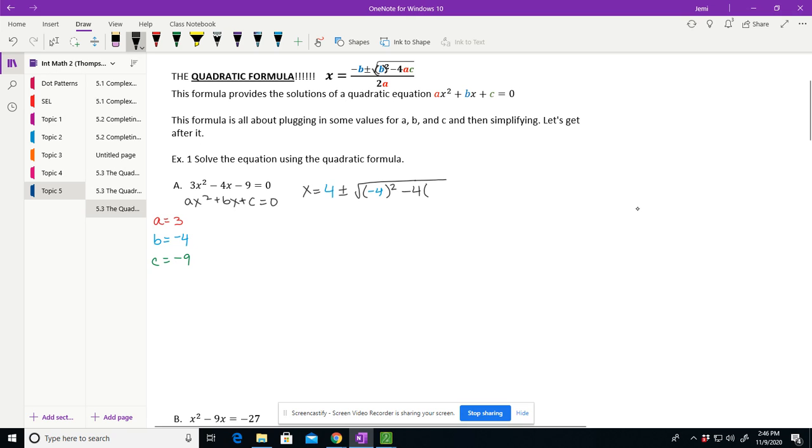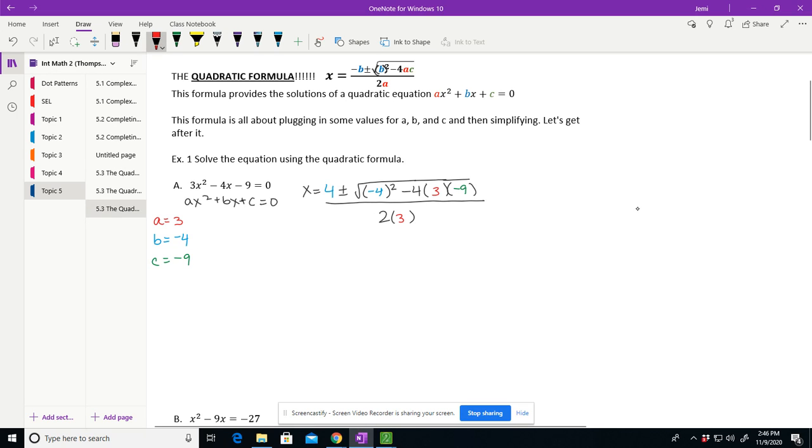Minus 4 times a, which is 3, times c, and c is negative 9. All divided by, so one big huge fraction bar, 2 times a.